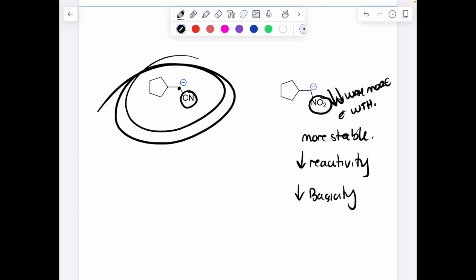There's many more ways to go about answering these types of questions, but this is just the way I've always liked to think of it. It makes the most sense to me looking at which lone pair or which negative charge is going to be the most reactive.